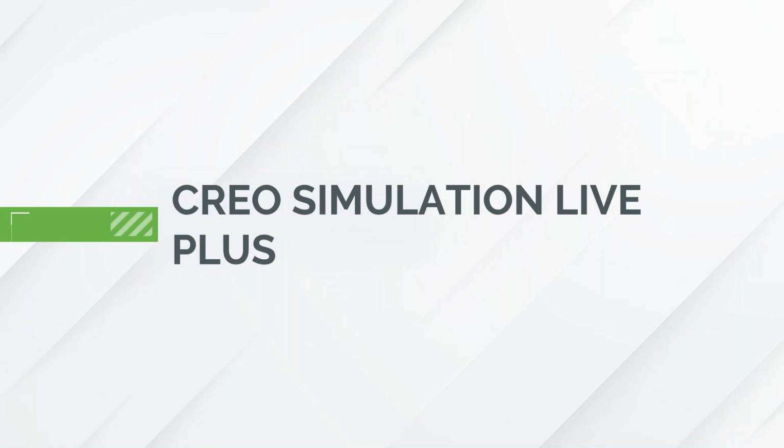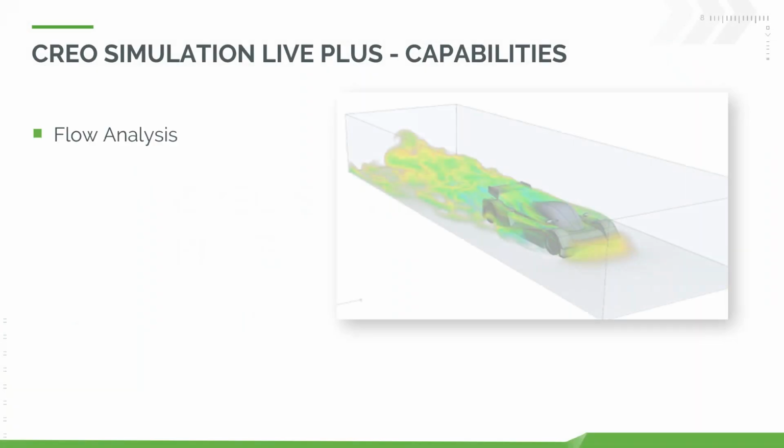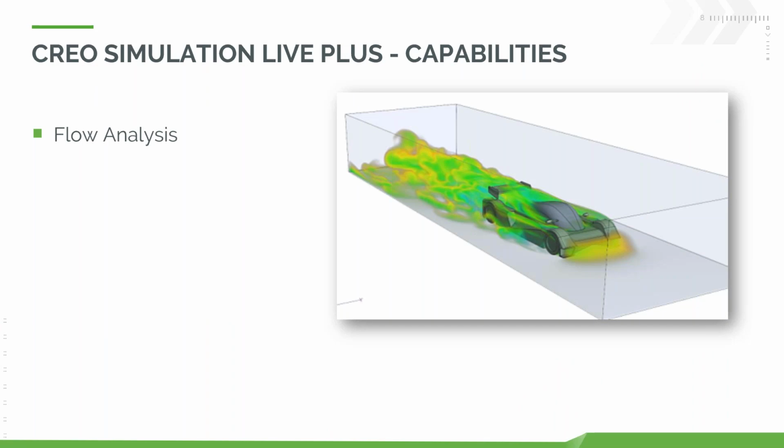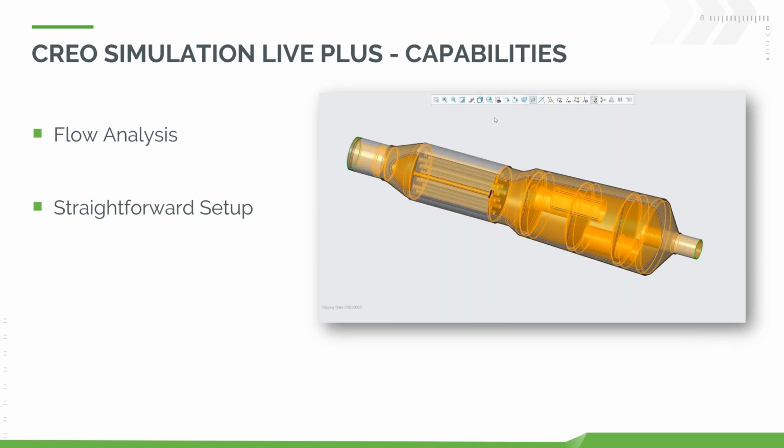With the release of Creo 7, we've introduced an optional feature set called Creo Simulation Live Plus. Now, what we can do with this is we can do flow analysis in the same way that we do structural, thermal, and modal analysis. And the setup is very straightforward.